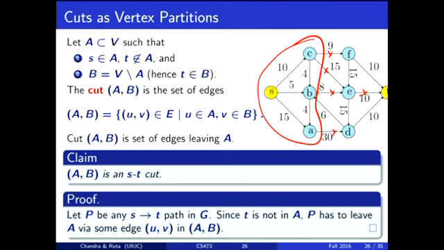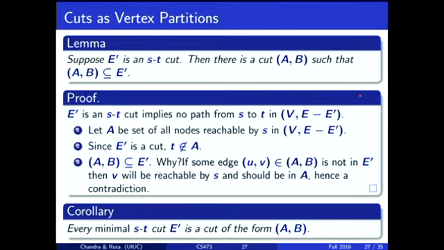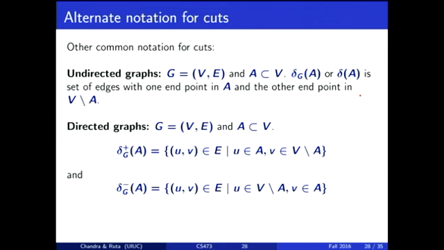Does that make sense? Okay, all right. So we'll think of cuts both ways. It's important to keep that in mind. You will see in graph theory that cuts are sometimes defined slightly differently. This notion of delta of a set of vertices is the set of all edges leaving that set of vertices. Delta plus is the set of edges going out, and delta minus is the set of edges coming in. That's some notation you'll see later on.